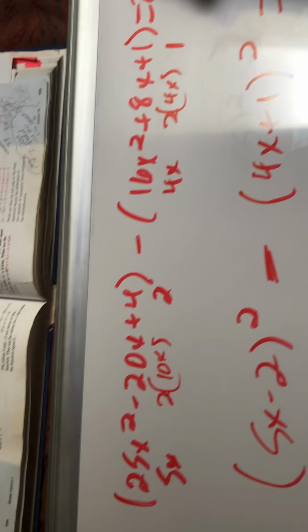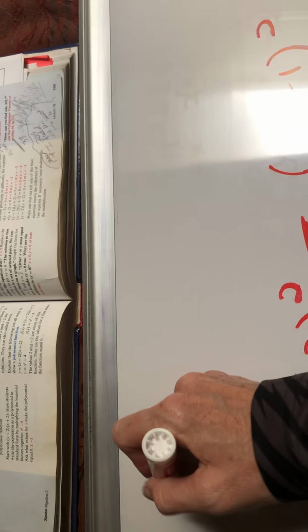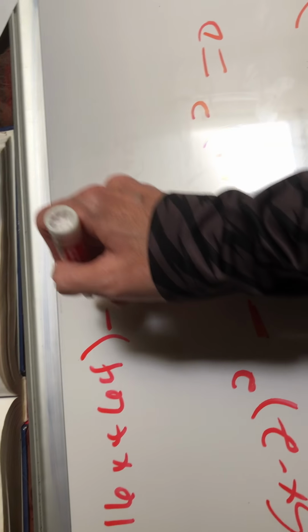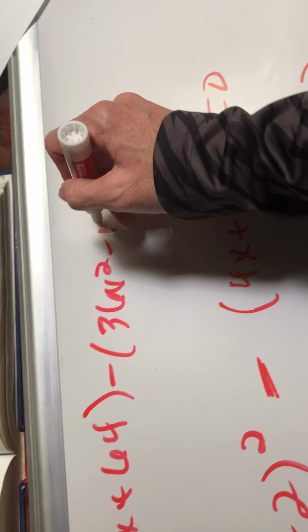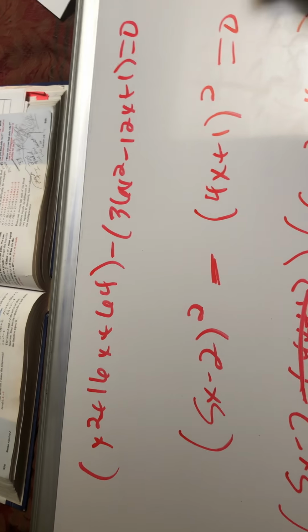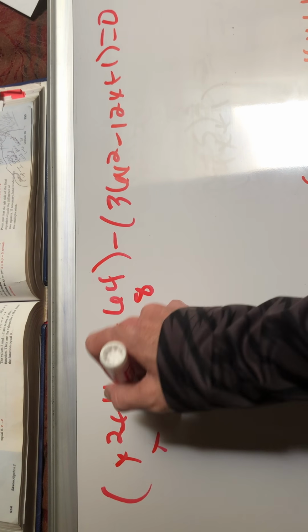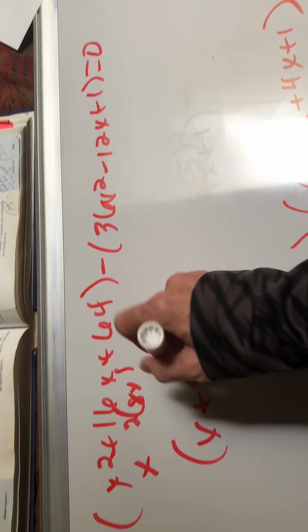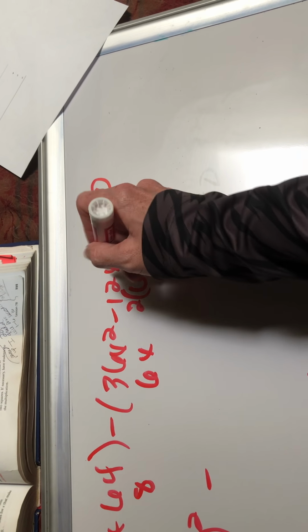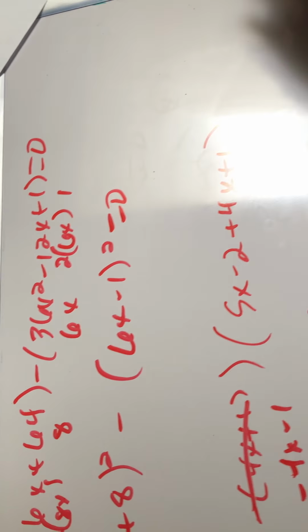Okay, one more like this, and then I'll show you one more thing, and then we'll be done with this lesson. Let's see, x squared plus 16x plus 64 minus 36x squared minus 12x plus 1 equals 0. Again, perfect square trinomials. This is x, this is 8, 8x. If I double it, it's 16, so it'd be x plus 8 all squared. Minus, this is 6x, this is 1. Product is 6x, double it, it's 12x, so 6x minus 1 all squared, because that's a minus, equals 0.